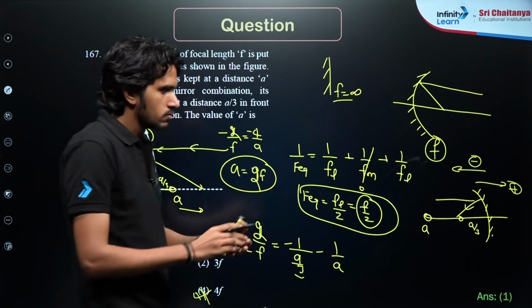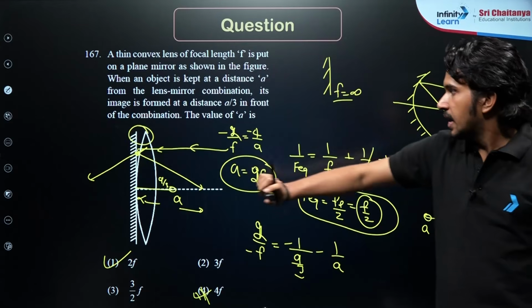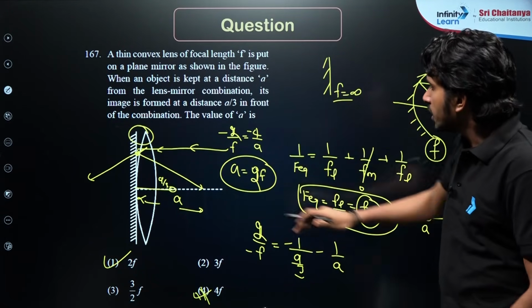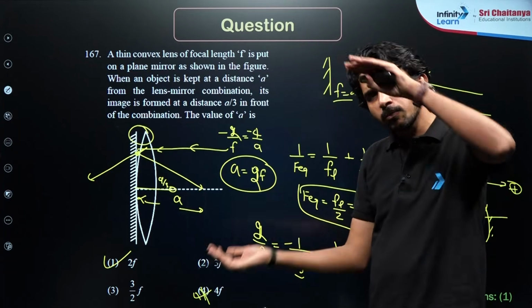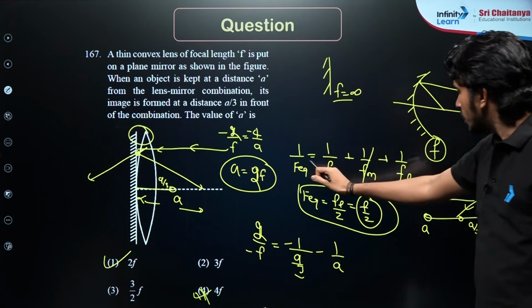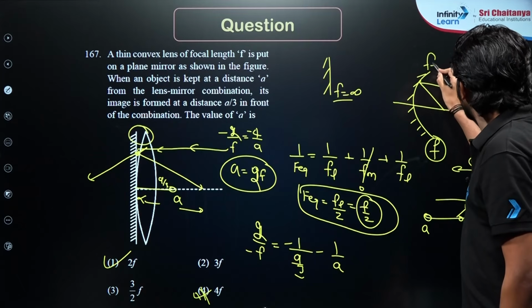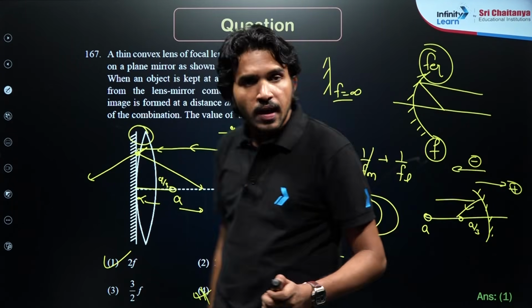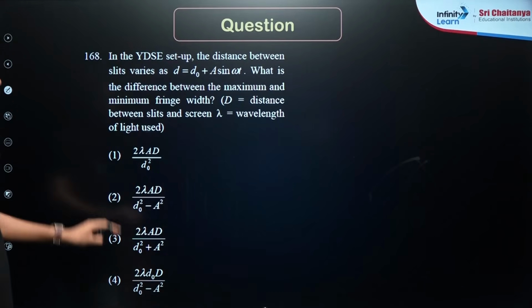Okay, see, the problem is easy. We have a combination of lens and mirror, and now it is going to behave like a concave mirror itself. Then what do we need? We need just the equivalent focal length, and then the problem is easy. Okay, now we are moving to the next problem.